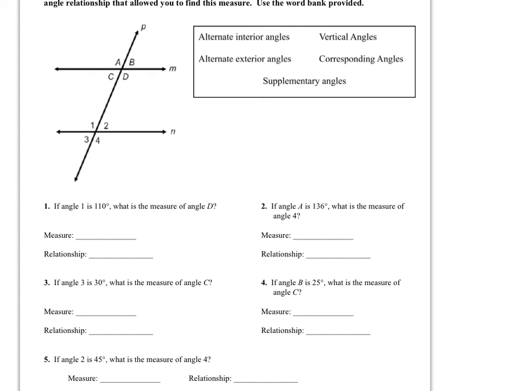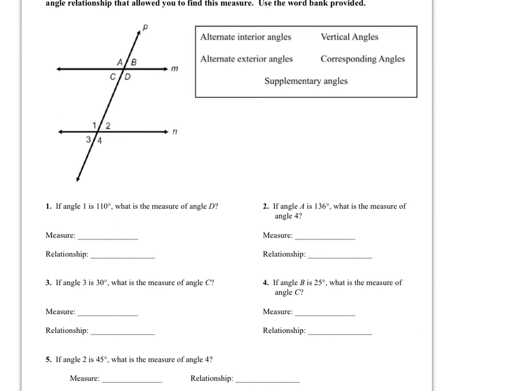So now we're going to do some transversal practice. And so what's important to know here is that each of these problems does not connect to the previous one. So for example, if angle 1 is 110, it's asking us for angle D. And so that means from this list here, I'm going to pick the relationship about angles 1 and D. So I'm noticing that they're inside the parallel lines and on opposite sides of the transversal. So that means they are alternate interior angles. And alternate interior angles means they have the same measure. So that means that angle D would also be 110 degrees.